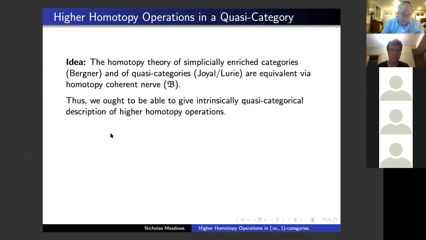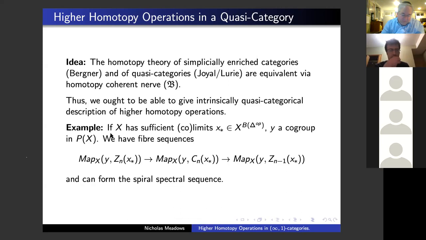operations. In an arbitrary quasi-category, we actually have fiber sequences, from which we can form the chains and cycles and so on and so forth. And we have this analog of the spectral sequence, which is the thing you need to use to prove this kind of theorem about how higher homotopy operations generate homotopy groups.